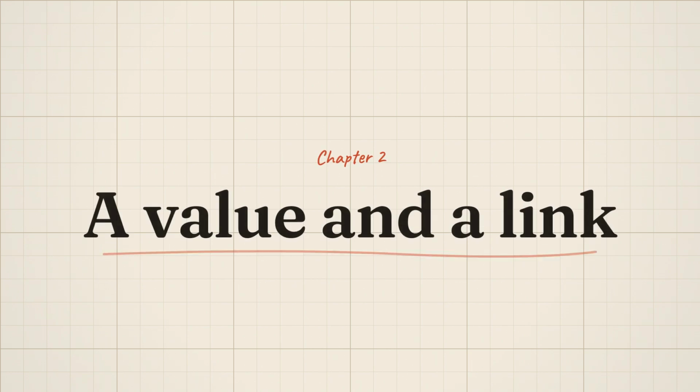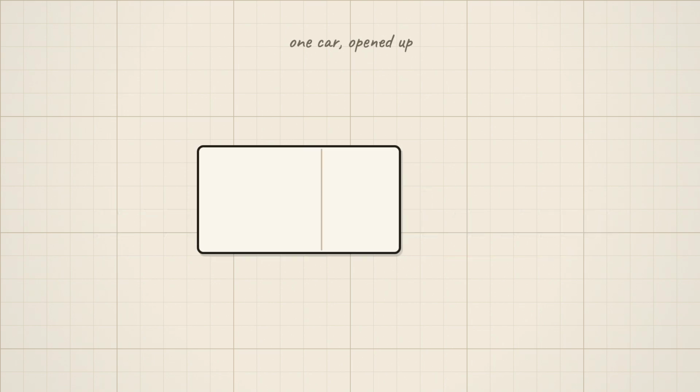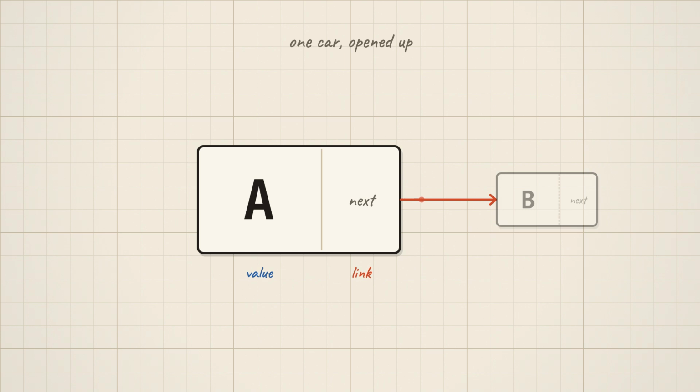We left off asking what each car is actually made of, and the answer is just 2 things. So let's pull one off the train and open it up. Here's one car up close, and it splits into 2 compartments. The first one holds the value. That's the actual data the car carries, a number, a letter, whatever you're storing. The second holds a link, and that link is the coupling. It points to the next car in line. Some people call it a pointer, same idea.